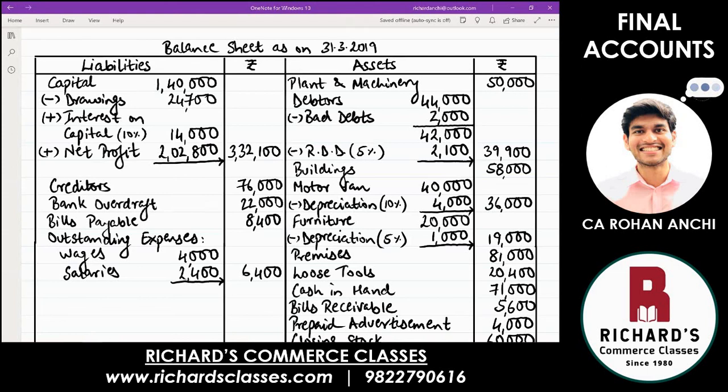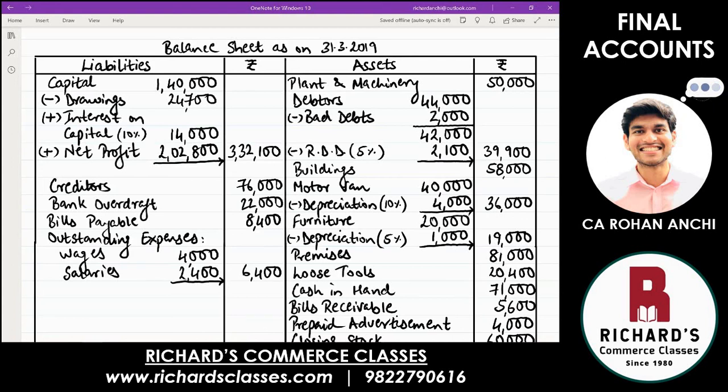That is the capital. So in the beginning of the year, the owner had 1,40,000. At the end of the year, after earning profit, after earning interest, taking away some money in the form of drawings, in the business, he has now 3,32,100.